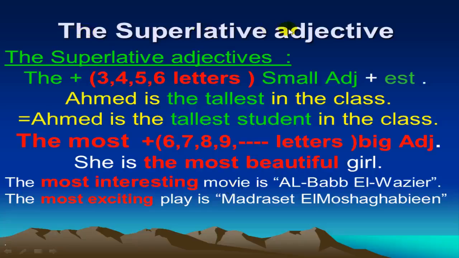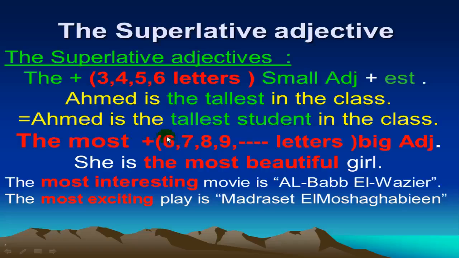The superlative adjective. For superlative adjectives, write the small adjective, 3, 4, 5, 6 letters, plus est. Ahmed is the tallest in the class. Ahmed is the tallest student in the class.